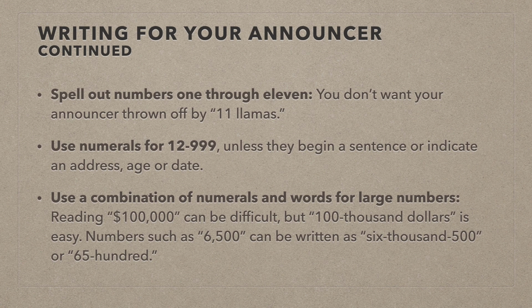The rule of numbers is different for broadcast than it is for print. For numbers 1 through 11, you want to write those out, not use digits. Sometimes they can be confusing, and the reason that we go through 11 instead of 9 like in print is because two ones together looks like a whole heck of a lot like two lowercase l's or two i's. For 12 through 999, use digits unless they begin a sentence or indicate an address, age, or date. When you get bigger than that, you're going to use a combination of numerals and words. $100,000, if it's written with digits and a dollar sign like we do in print, can be difficult to read, but 100, the word thousand, the word dollars is a whole lot clearer.